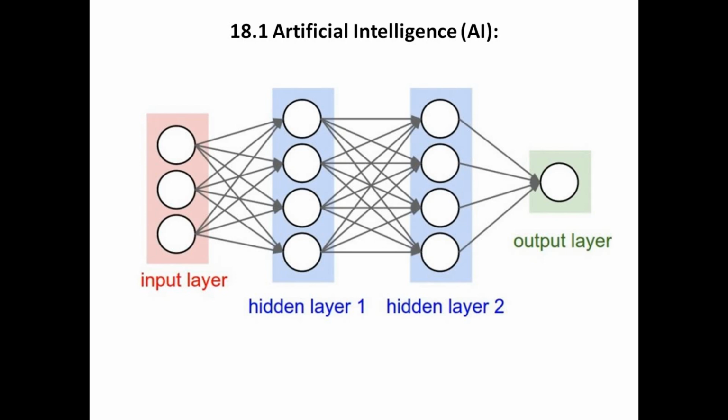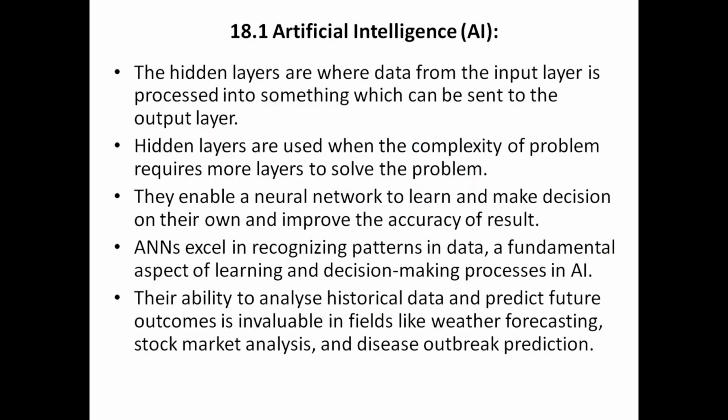This is what an artificial neural network looks like. There is an input layer where data or a query is inputted. Then we have multiple hidden layers. This diagram only shows two, while in reality there can be several hidden layers, and then we have the output layer where a conclusion is established. The hidden layers are where data from the input layer is processed into something which can be sent to the user, basically the output layer.